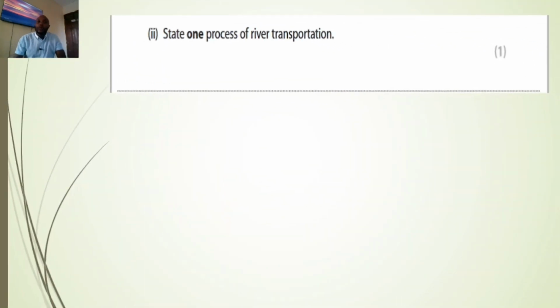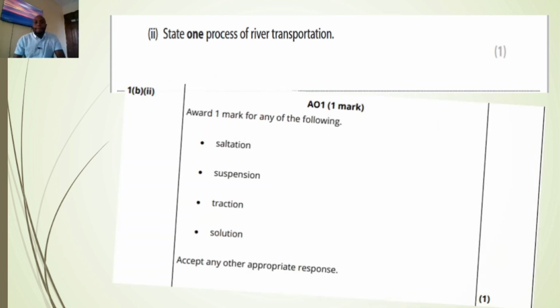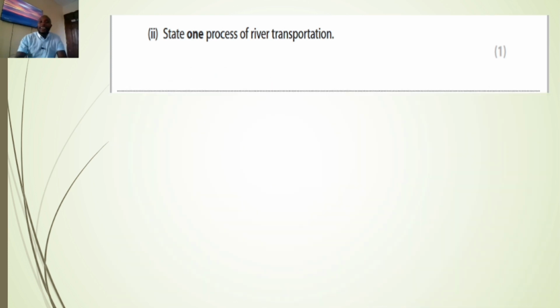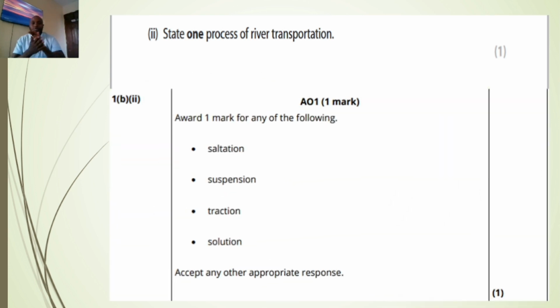Then we talk about these questions. State one process of river transportation. I've given the answer already. So what are these processes of river transportation that you know? Name them. If you got them right, bravo. Here we are: saltation, suspension, traction, solution. So anyone that you can state, it's okay. All right, you get your mark right.